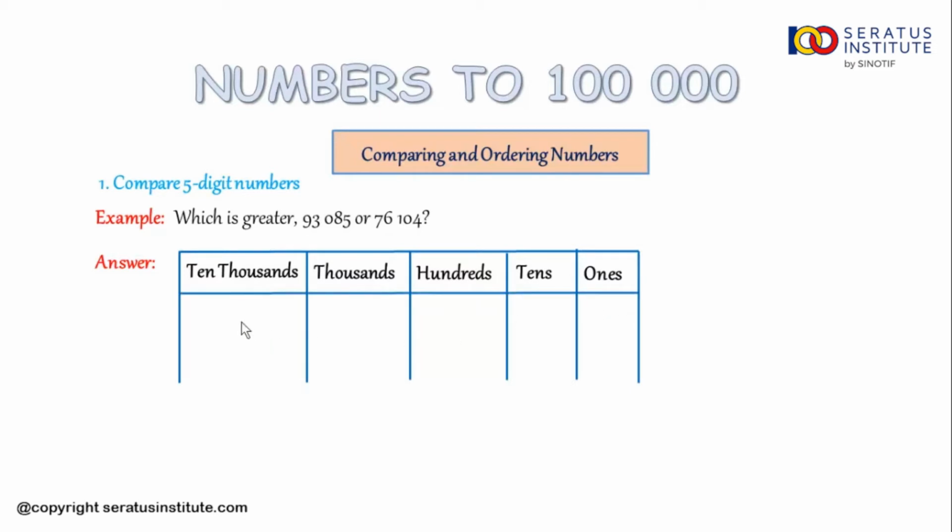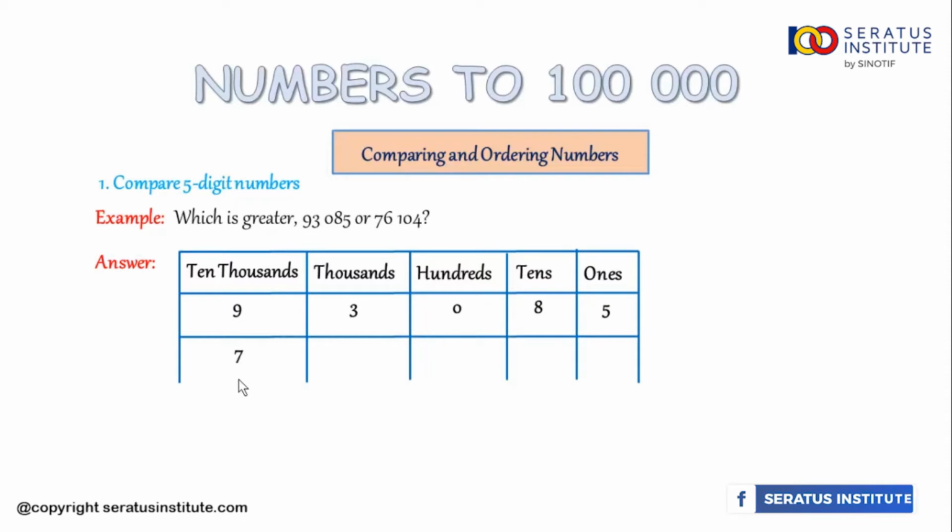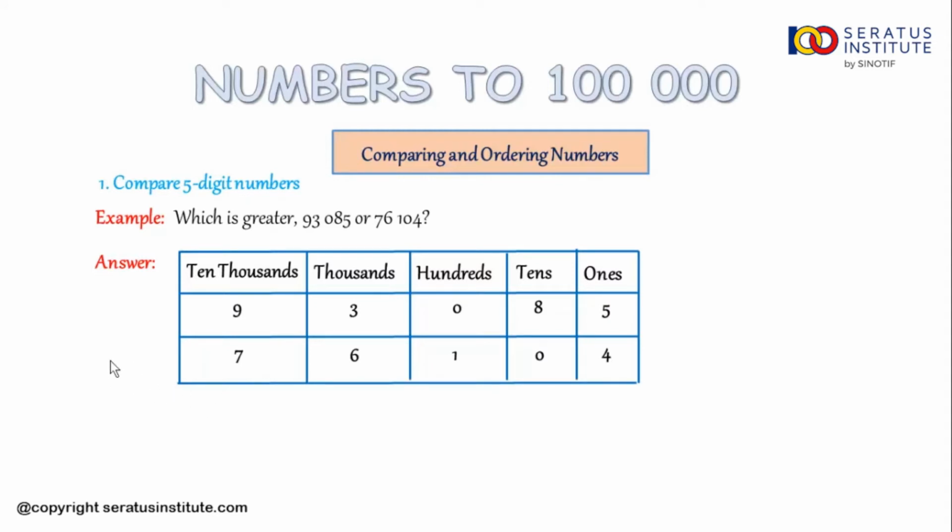Separate the numbers based on place value. The first number is 93,085. So the 10,000s is 9, the thousands is 3, the hundreds is 0, the tens is 8, and the ones is 5. For the second number, there is 7 in 10,000s, 6 in thousands, 1 in hundreds, 0 in tens, and 4 in ones. This is the table to compare the numbers, Sobat 100.